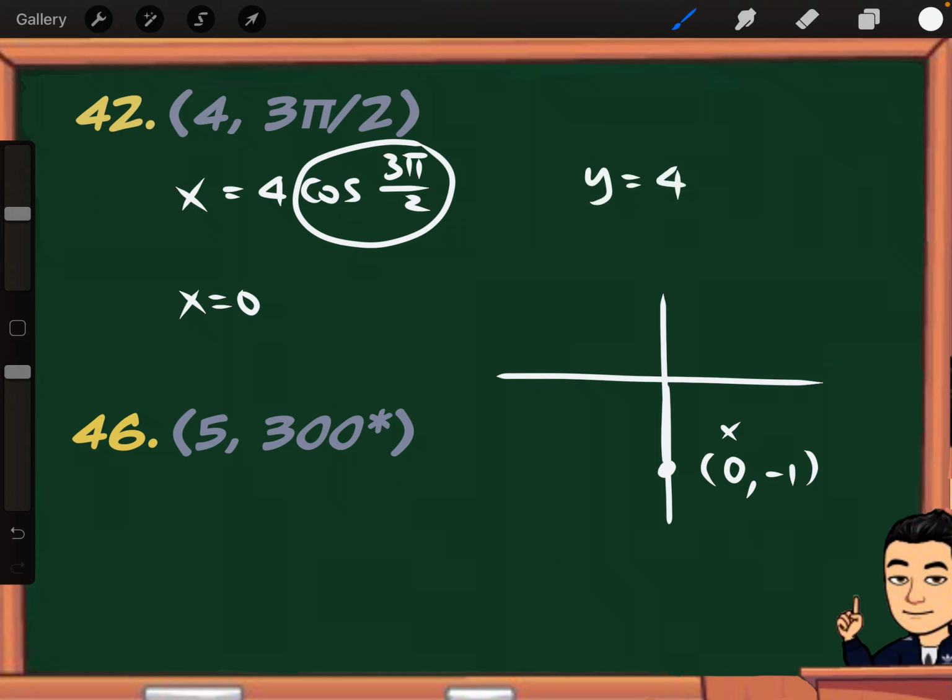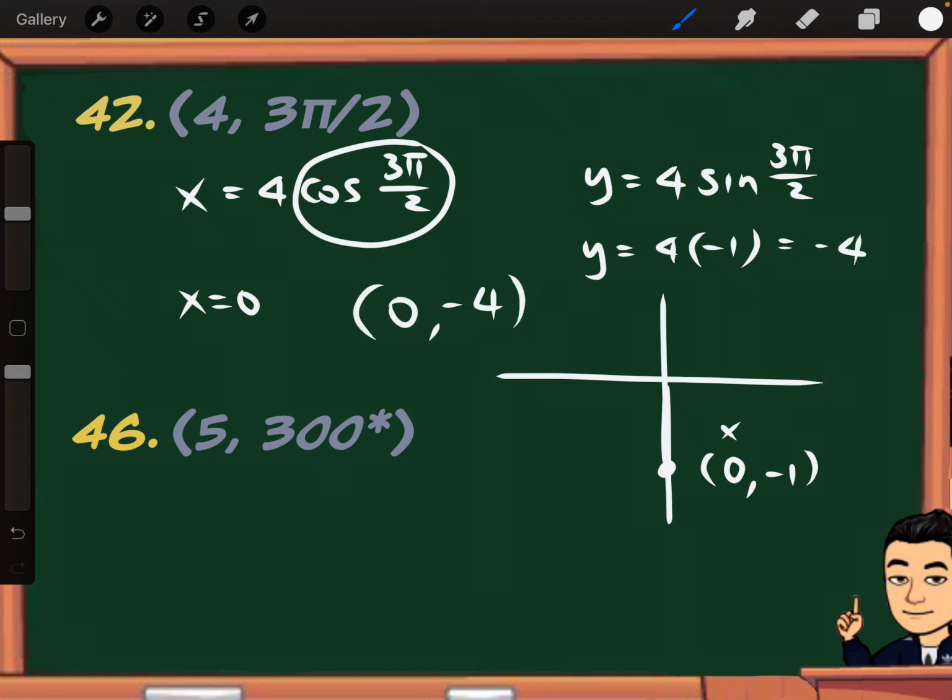And then for y, we're going to use the radius, 4, so y equals 4 sine 3 pi over 2. And sine 3 pi over 2 is -1. So y equals 4 times -1, which equals -4. So your answer is going to be (0, -4). Okay, it's a little messy, so let me do it for the next question.